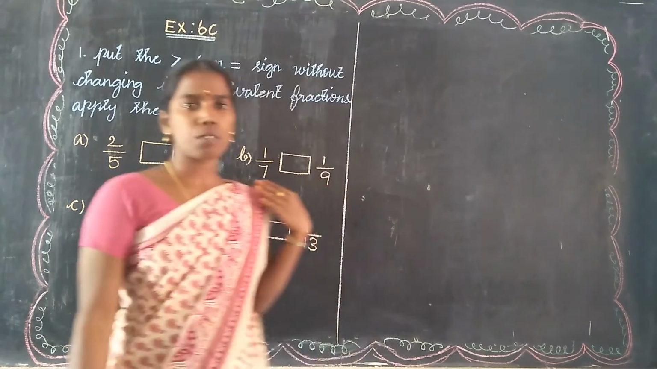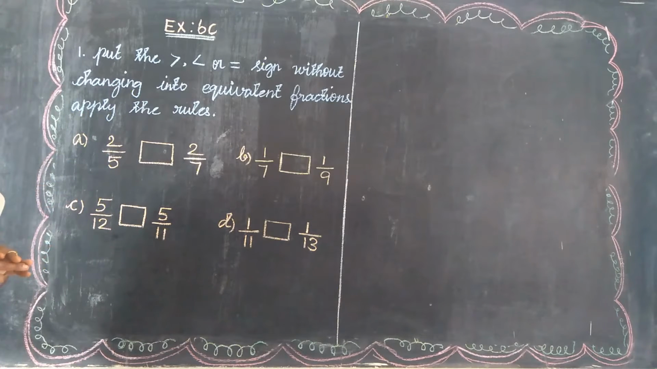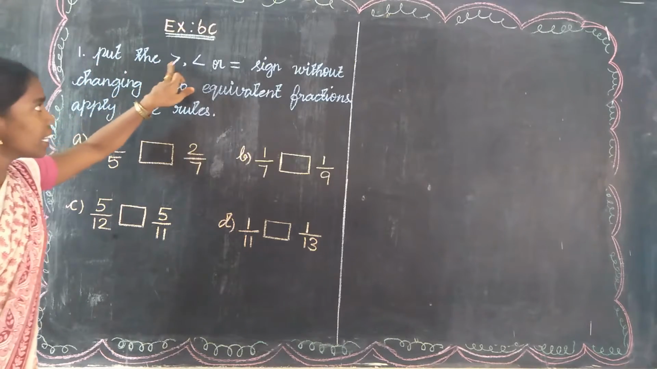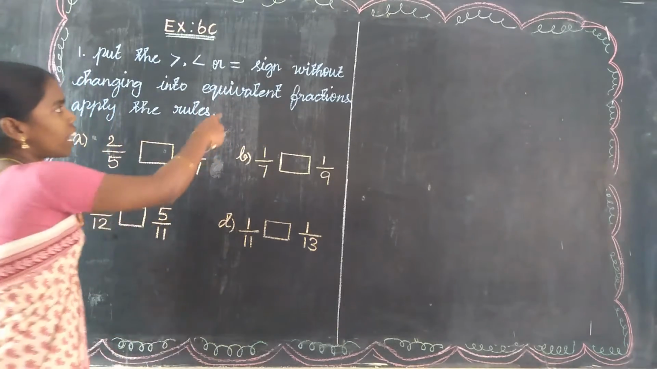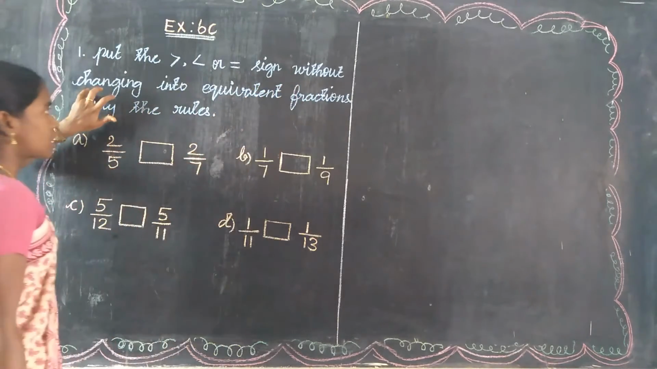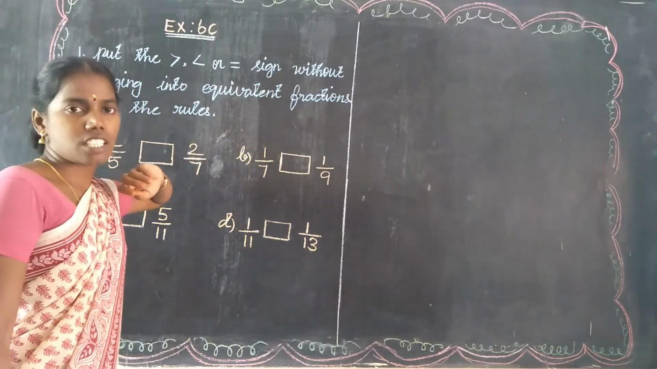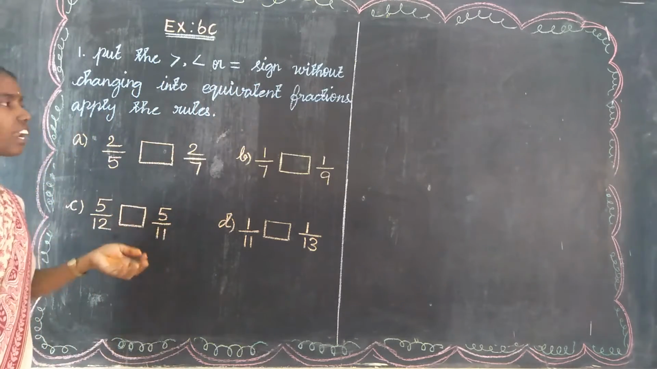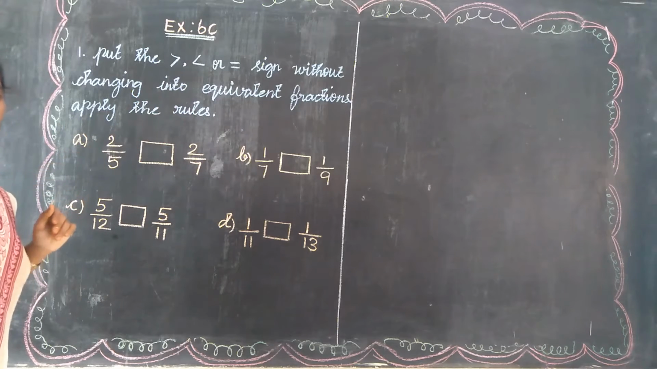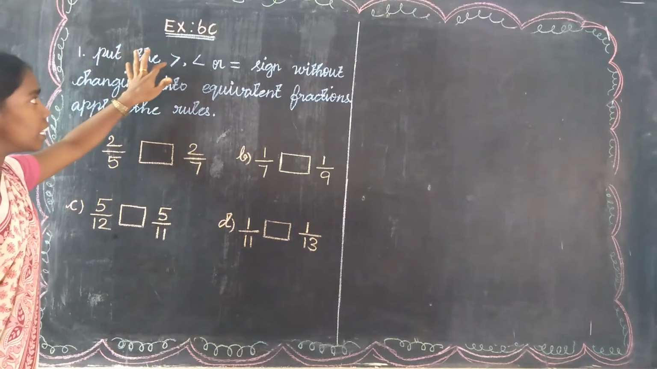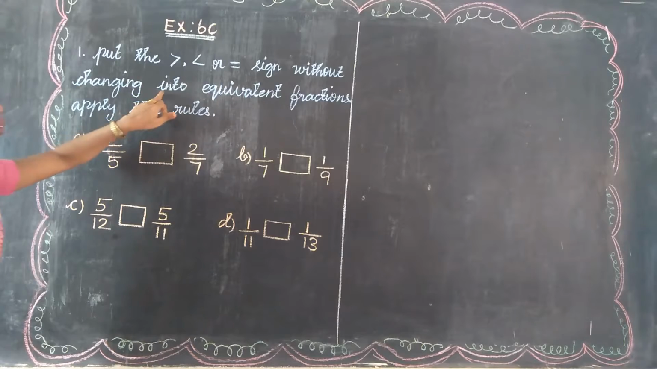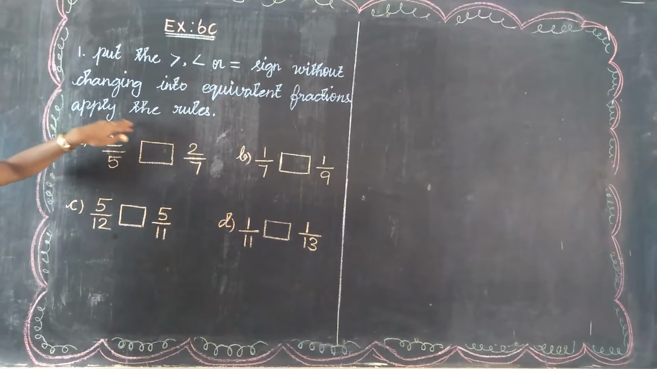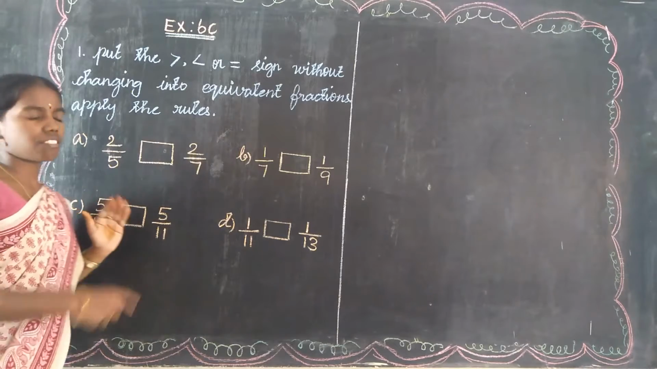Students, this is the exercise 6C problem, first Roman. Put the greater than, less than or equal sign without changing into equivalent fractions. Apply the rules. Listen, students, some fractions or numbers are given.